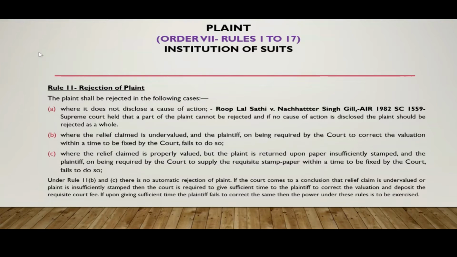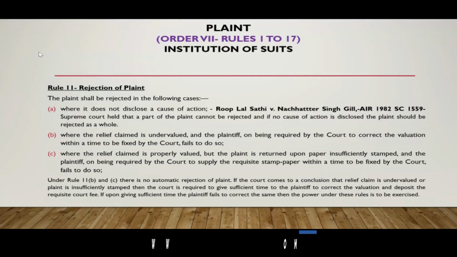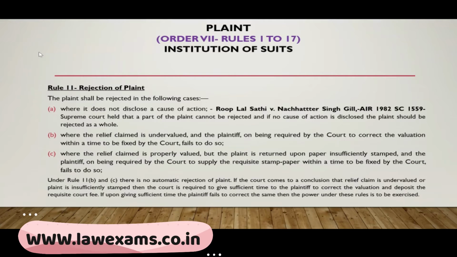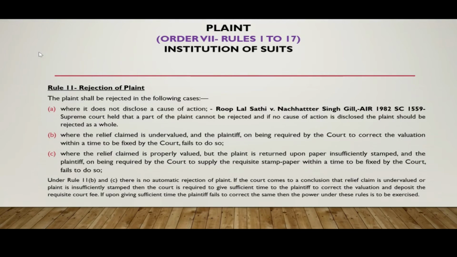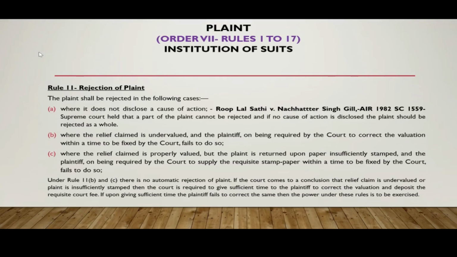When the court looks, the valuation we have written is below the actual valuation that should have been done. So the court sees that the relief is undervalued, and the court will say that you cure it and come out with the proper valuation within a fixed time. The court says, I will give you 10 days time or 2 weeks time. Within 2 weeks, you have to come back with the proper valuation. But the plaintiff is not able to come back with the proper valuation. He fails to do so.